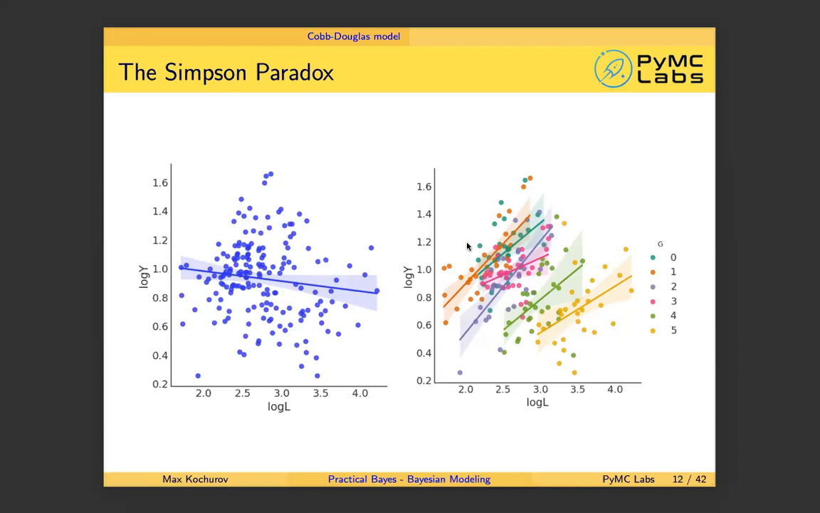Sometimes this paradox is called Simpson's paradox. When you pool the data, you don't see any dependency, but when you introduce groups or so-called hierarchies, you now clearly see the differences.